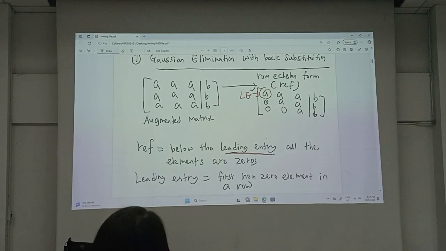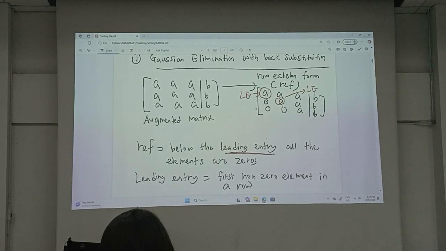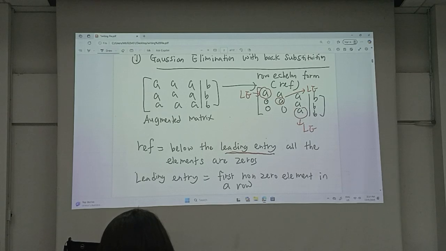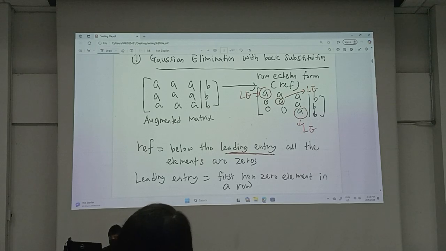And for the second row, the first non-zero is this one, right? This is a leading entry. And for the third row, the first non-zero is this one, so this is a leading entry. Under these leading entries, all the elements are zero. And under this leading entry, if there are elements here, they will all be zeros. So this is a row echelon form. Below the leading entry, all the elements are zero. Okay or not?